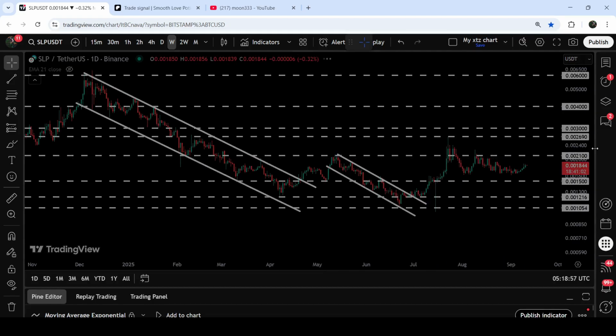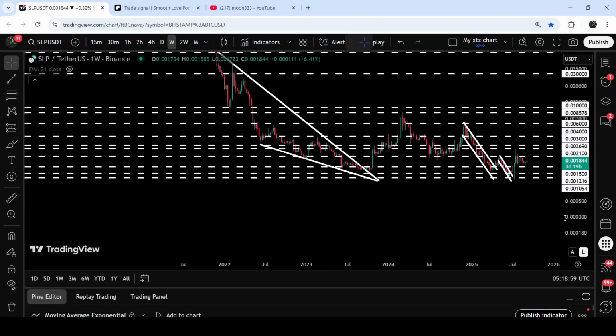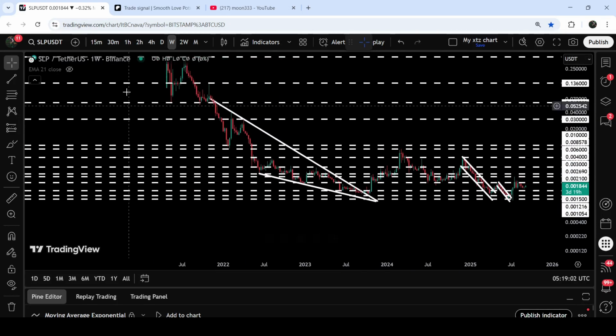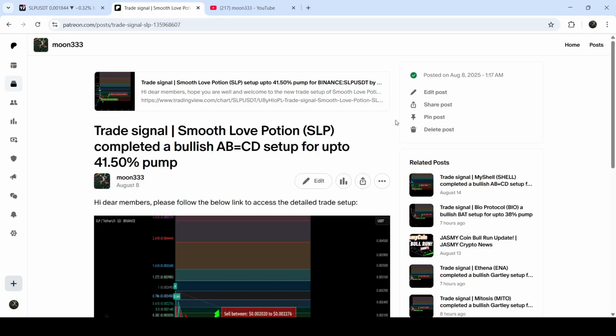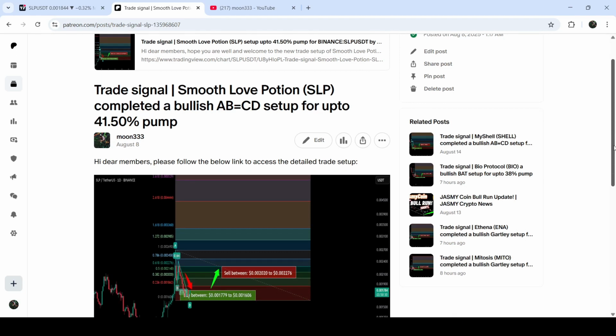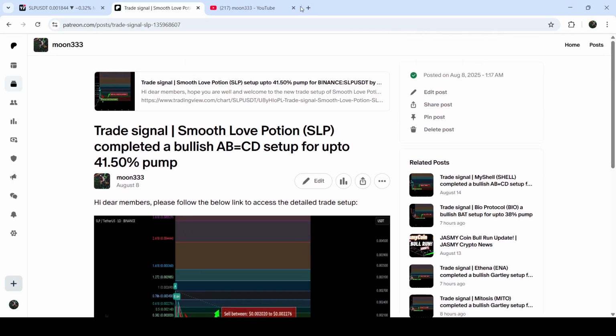And in today's video, I would also like to show you another very massive breakout that has already happened here on the 7 day time frame chart from this big and long term falling wedge pattern. And I would also like to share with you my most recent trade signal for SLP that I shared on 8th of August 2025 with my members. And so far, this signal has produced almost more than a 35% pump.